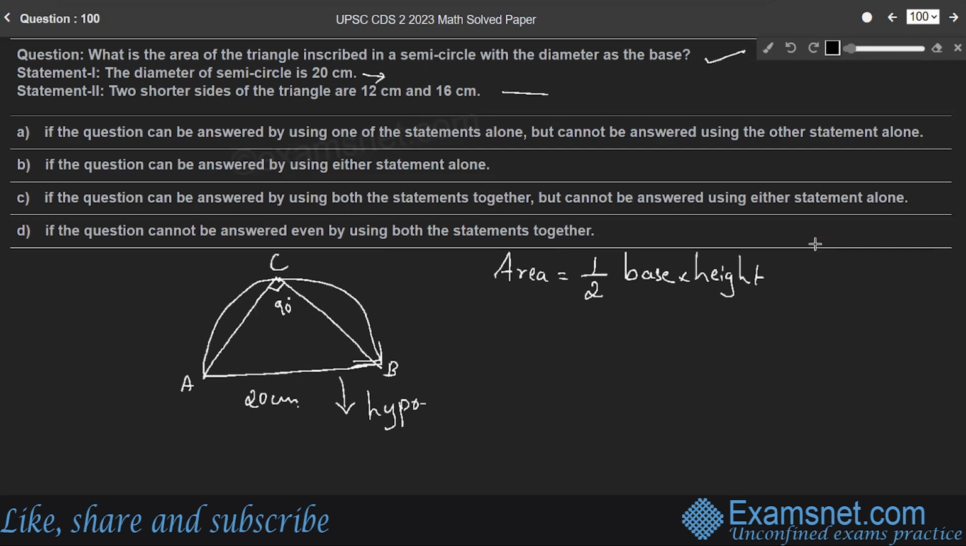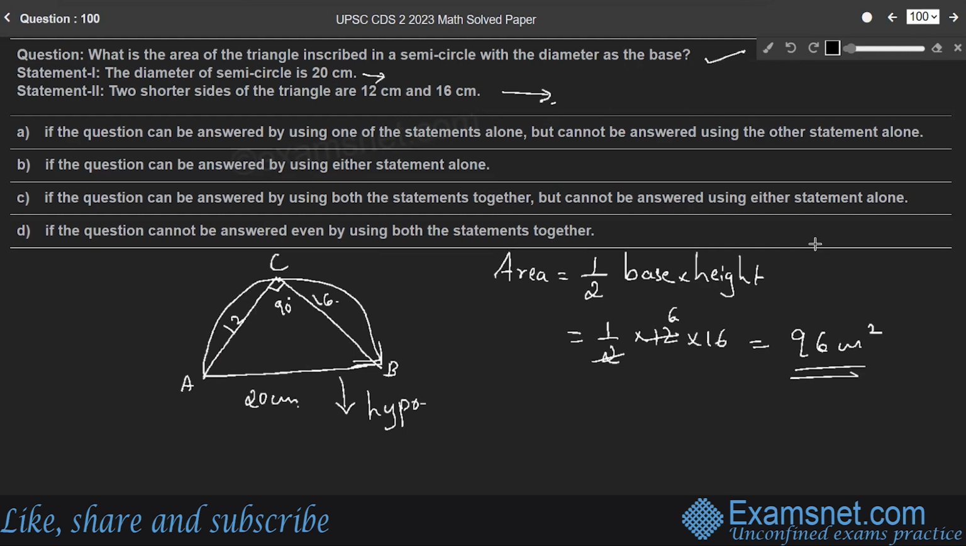Therefore, we need some more information which is given in statement 2. The two shorter sides of the triangle are 12 and 16. Here, one of the sides is the base, the other side is the height. Therefore, to find the area, we need base and height, which are 12 and 16. So half into 12 into 16, so 96 centimeters square will be the area of the right angle triangle which is inscribed in a semicircle.